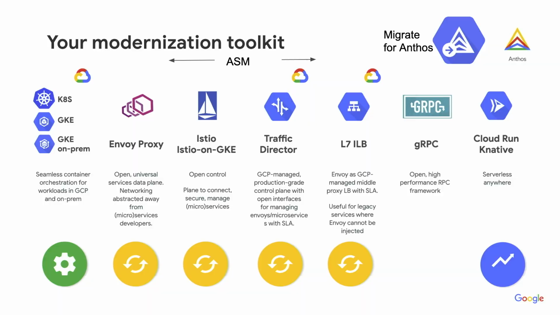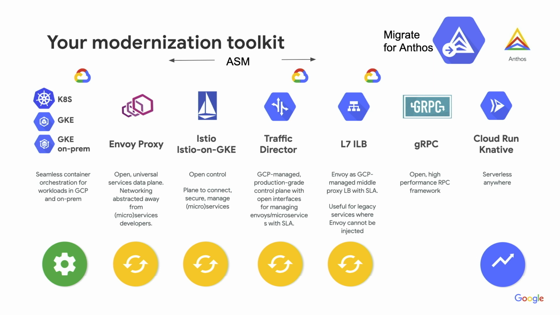And how this fits into a whole toolkit, so you can see we have Migrate for Anthos, and on the left we have Kubernetes itself, we have GKE on-prem. You have the spectrum of what we think of as the Anthos service mesh. So Envoy proxies, so if you've ever used Nginx before, Envoy is a superpowered Nginx with dynamic configuration that you can put as a sidecar or as a front proxy for your applications and do traffic shaping. Istio as a control plane.